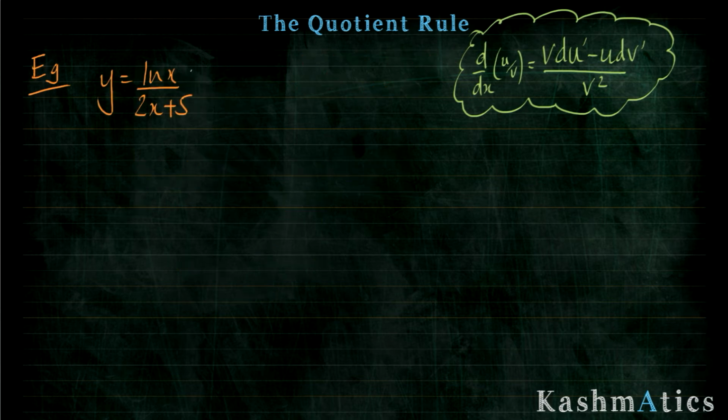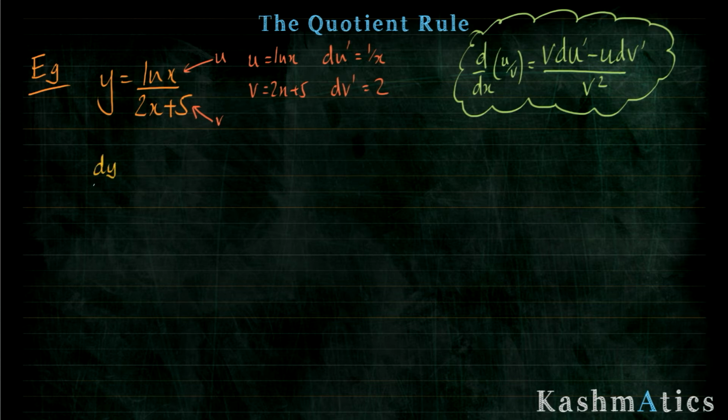Alright, let's take a look at this one. So this time, that one's my u, that one is v. So u equals ln x, and du would equal 1 over x. Remember, ln x differentiates to become 1 over x. v is equal to 2x plus 5, and dv would equal 2. So let's put it all together and see what we get.